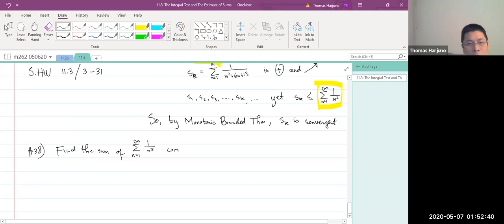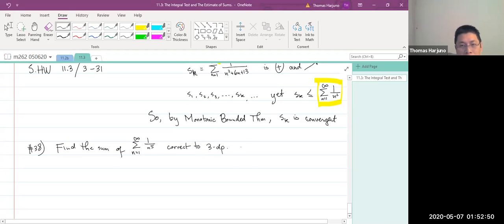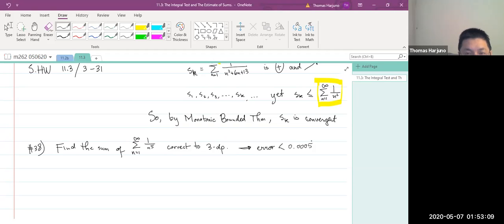Correct to 3 decimal places. In other words, the error is less than 0.0005, because we round it to 3 decimal places. So the last digit, the 4th decimal place, is 5.